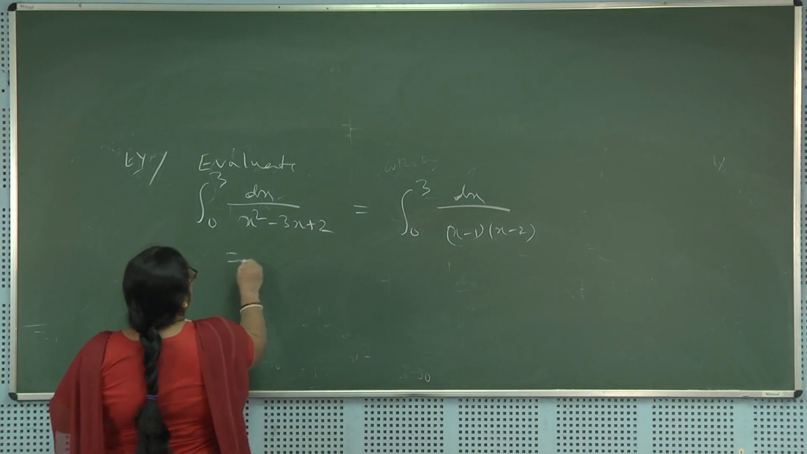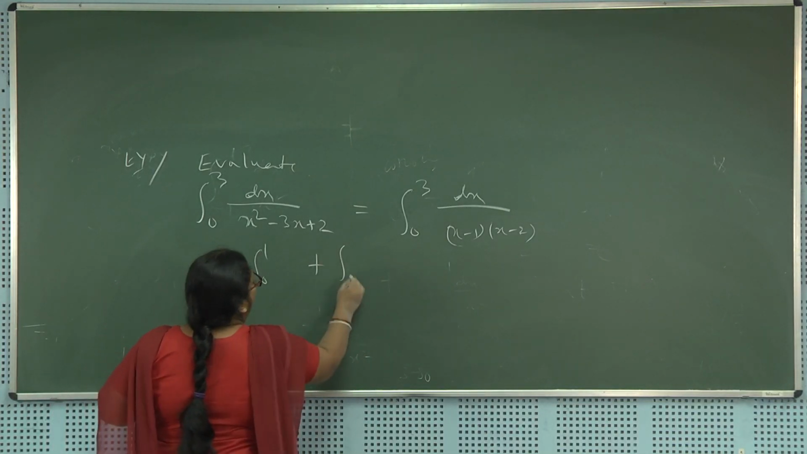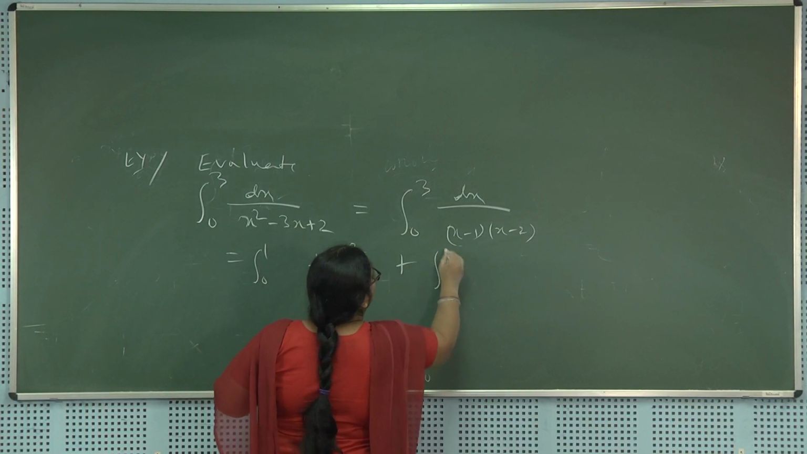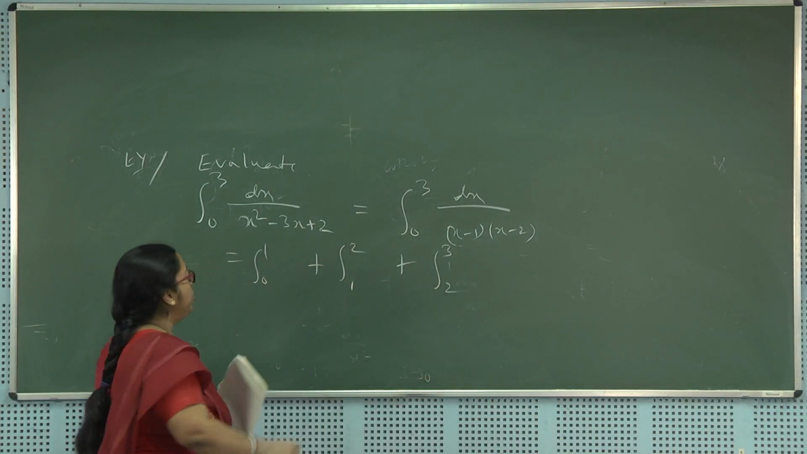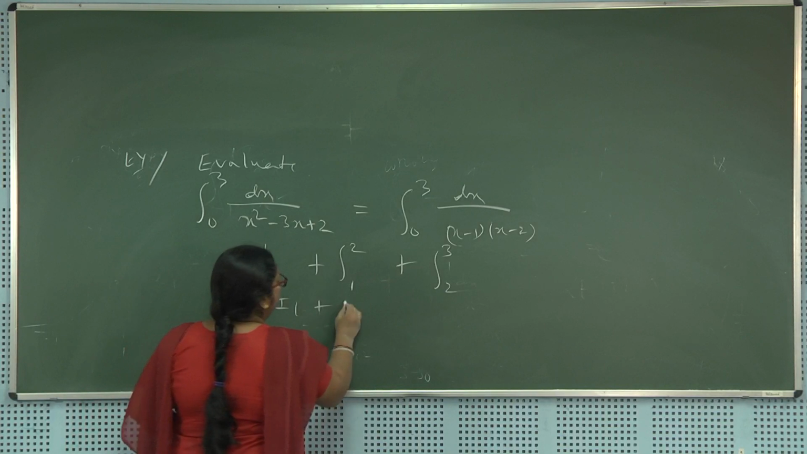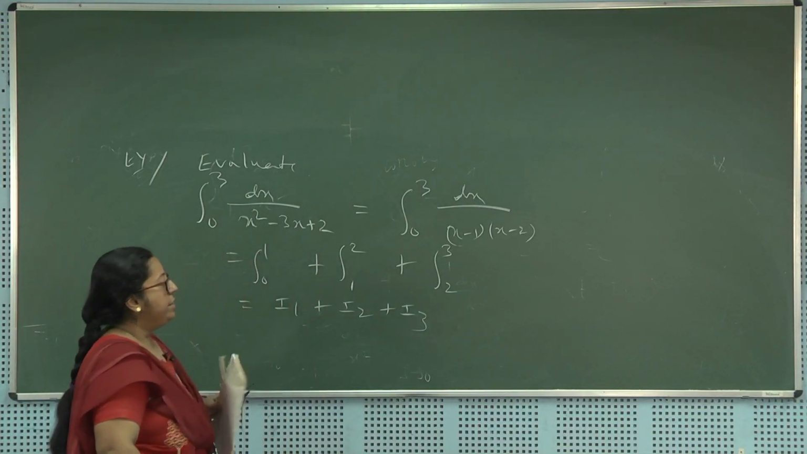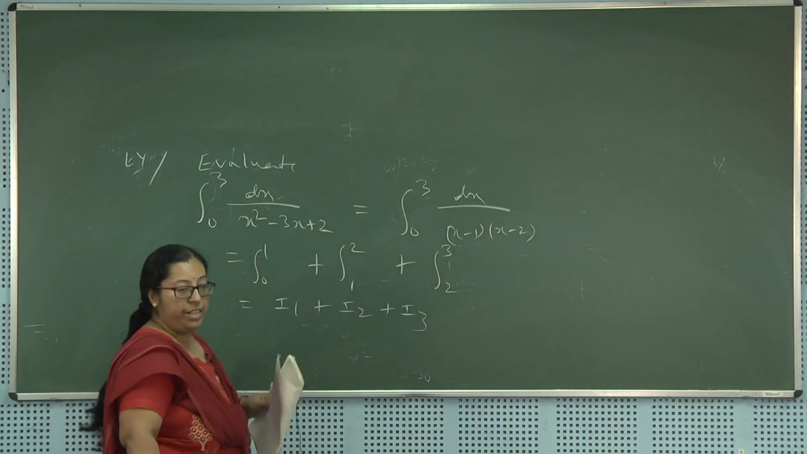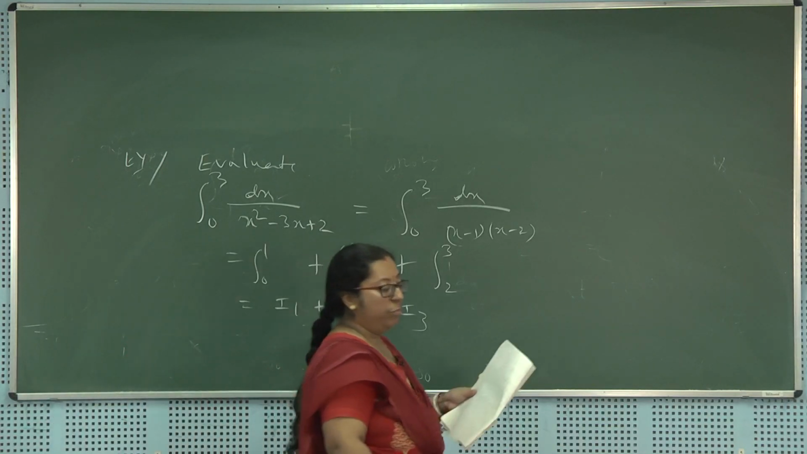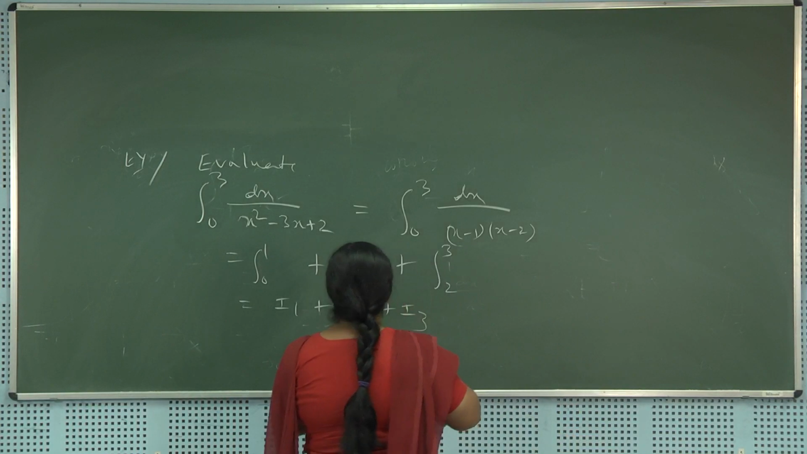So, how will you do that? 0 to 1, 1 to 2, 2 to 3. All three integrals you have to study separately, I1, I2, I3. You will observe that the middle integral is negative throughout. So, you have to redefine it as a new function g(x), which is equal to minus of f(x). So, try to do this problem.